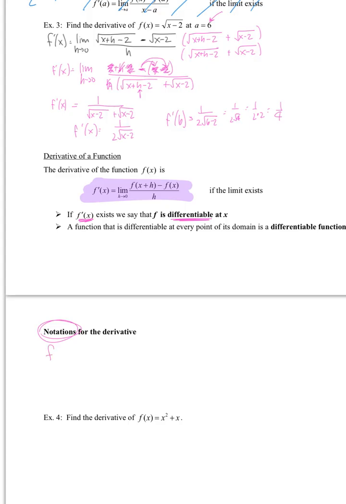So if your function is given in this notation, you could say that the derivative looks like that. You could also say, if your function's given as y, that the derivative is dy dx. You could also say, if your function's given as f of x, that you have d f of x dx. And lastly, if your function was given as y, you could say that the derivative is y prime. Those are all fairly interchangeable.